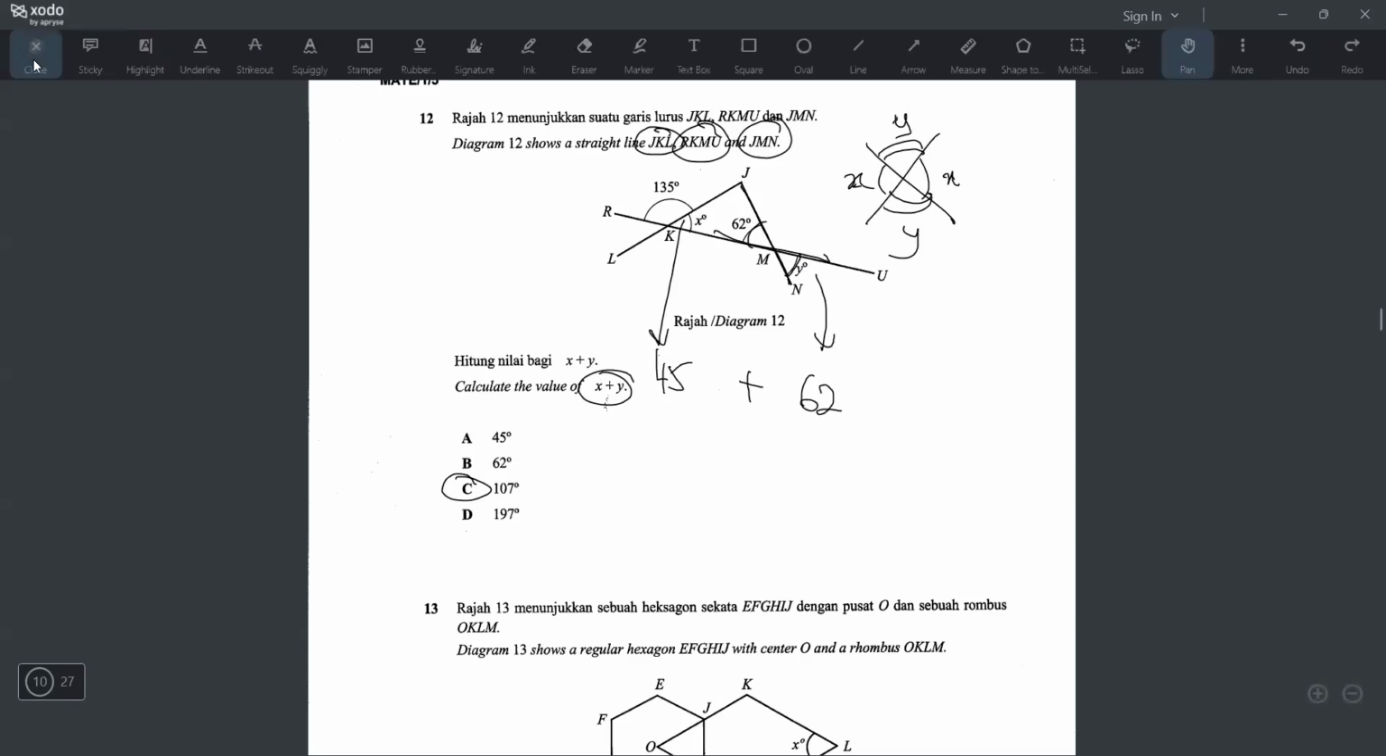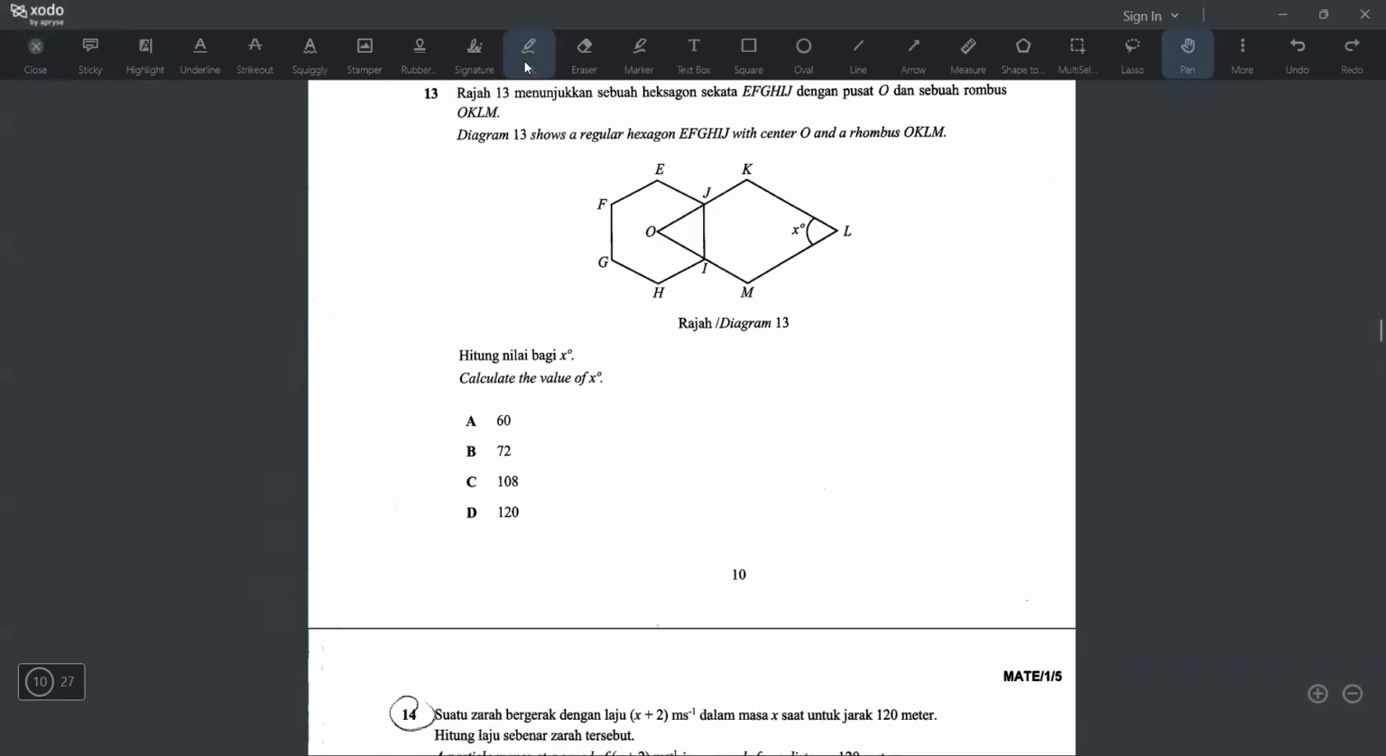Okay, this one no need to explain too much. Very easy. Okay, let's continue.